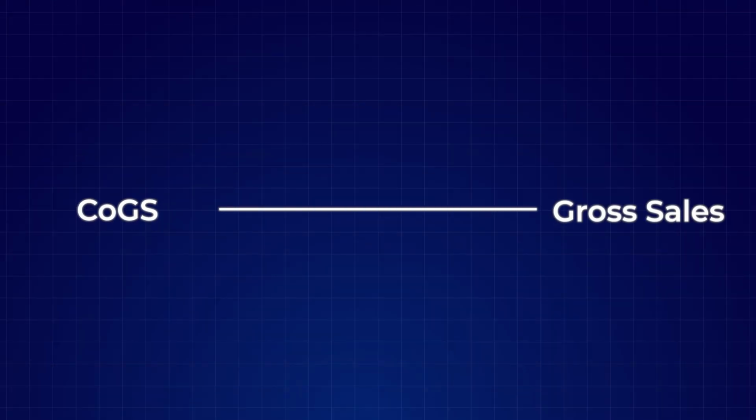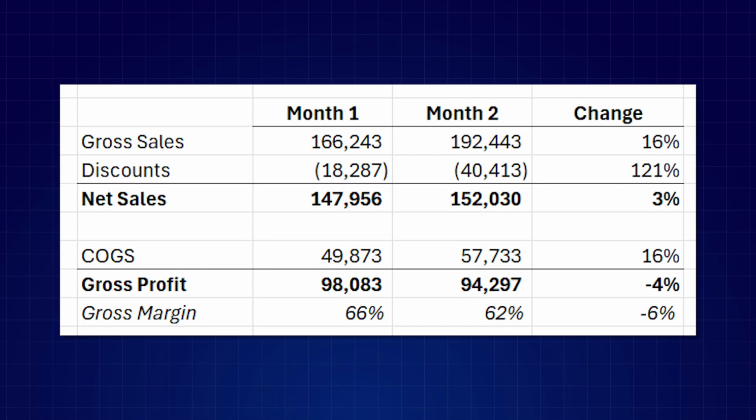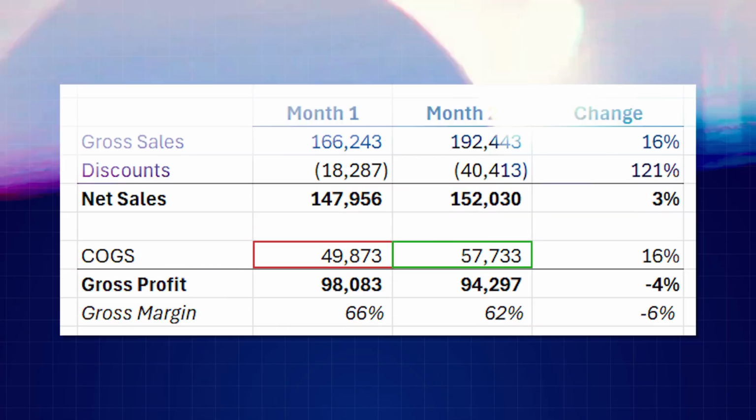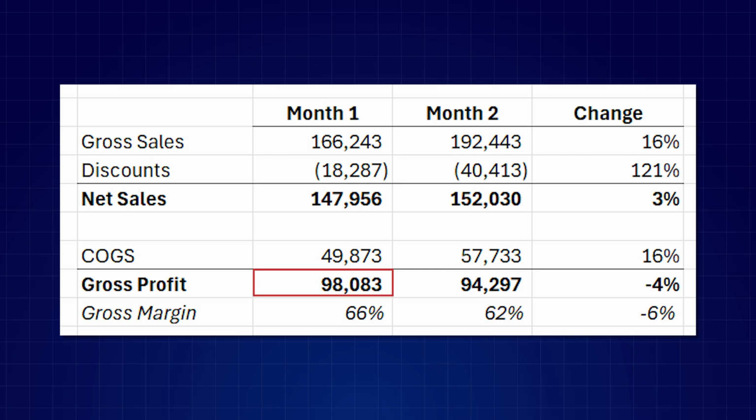That's good. However, your COGS is going to be directly correlated with your gross sales. If you sell one more unit that costs you $10, it doesn't matter if you sold that for $100 or $40, it still costs you $10. So in this example, their COGS went from 50K to 58K. And because of that, even though their net revenue went up, their gross profit actually went down from 98K to 94K, and their gross margin went from 66% to 62%. So while things might look good if you look at just the sales side of things, because sales went up, your gross profit actually went down, so you're less profitable. And that's why your gross profit and gross margin matter so much.